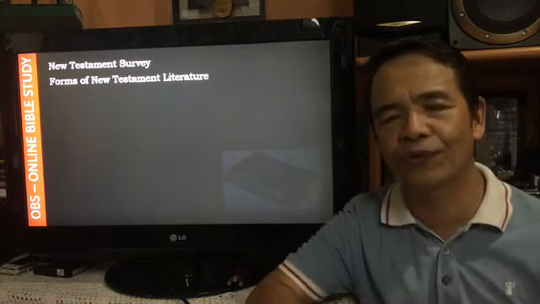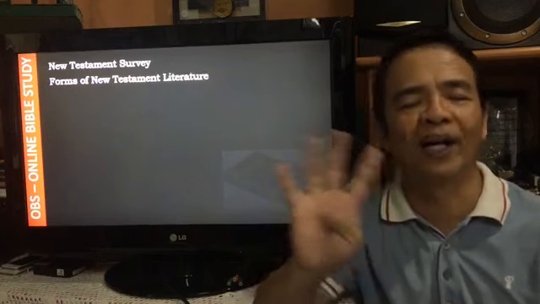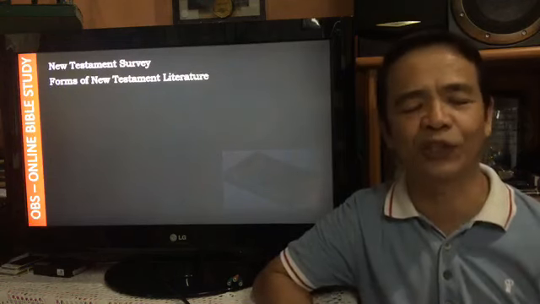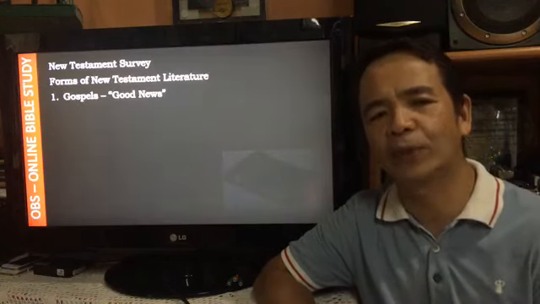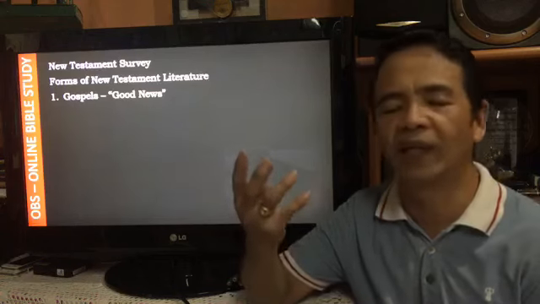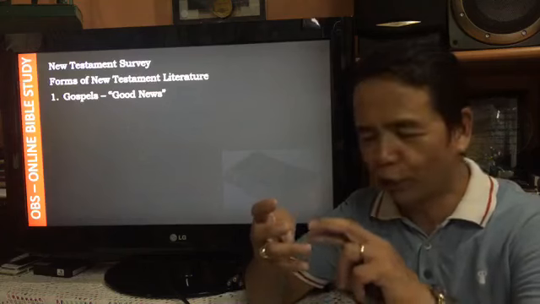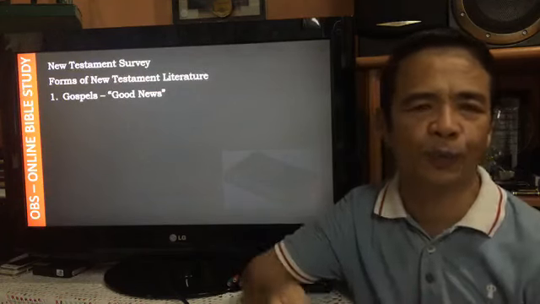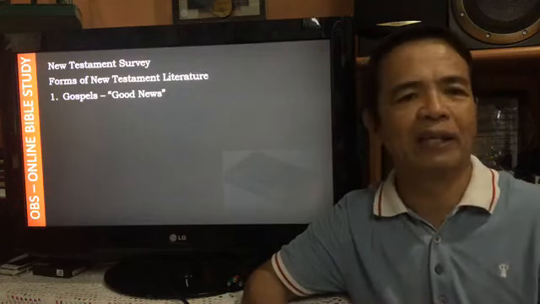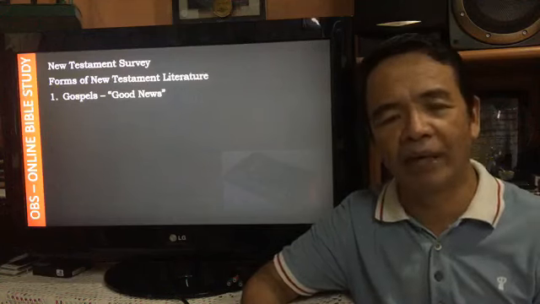There are four forms of New Testament literature. One is the Gospels. We know that the first four books of the New Testament, Matthew, Mark, Luke, and John, are called Gospels. Gospels, nothing but euangelion, nothing but good news.